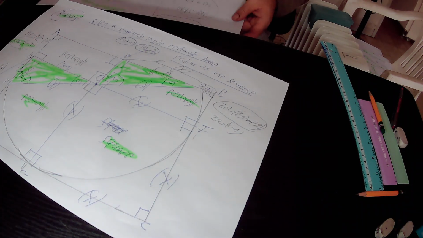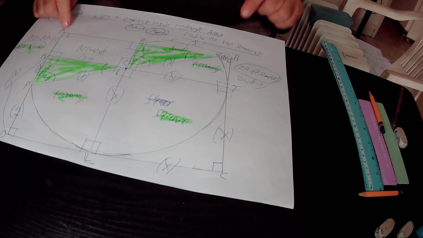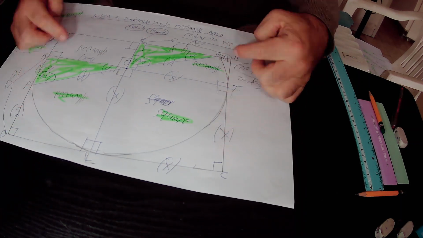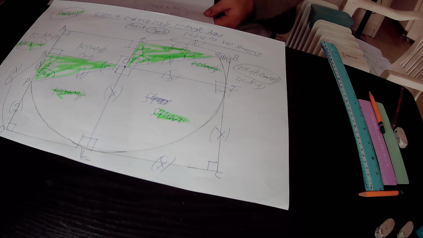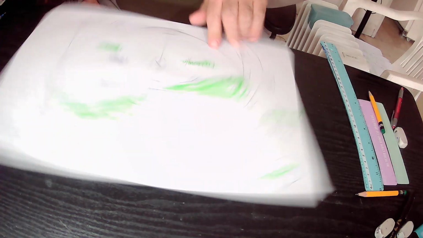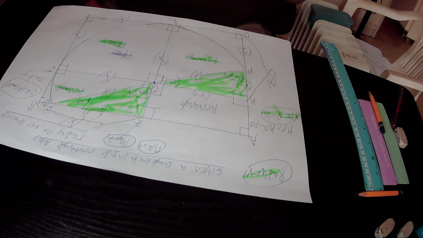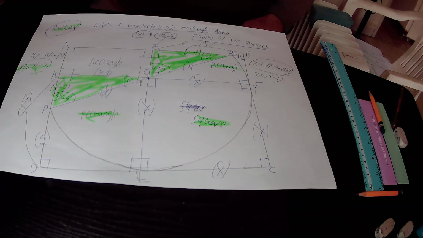So first of all, quadrilateral ABCD is a rectangle, therefore all of its 4 angles are right angles. We define the center of this semicircle as point O. We define the radius of this semicircle as x. The radius of this semicircle equals x according to our definition.